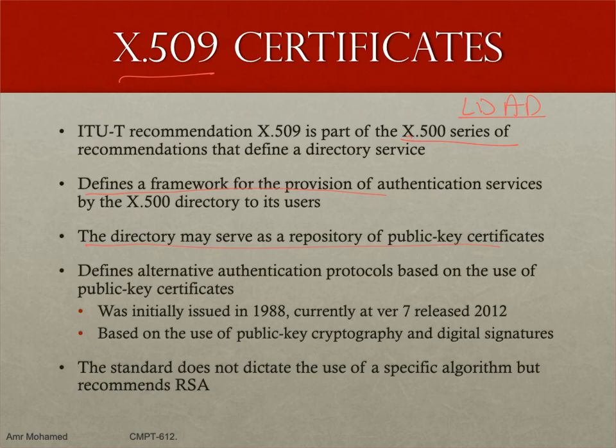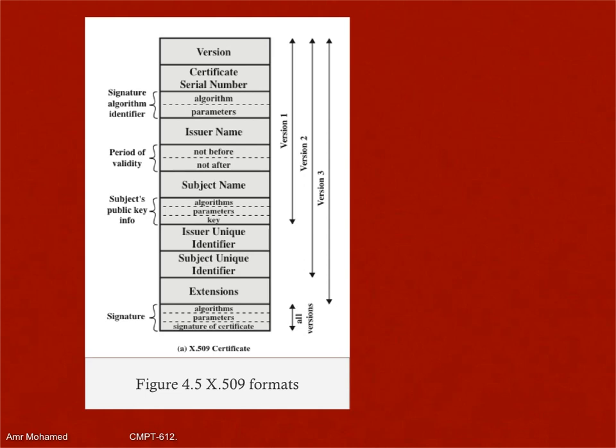First, I need to identify myself to the certificate authority. And this certificate authority is trusted by everyone. So the certificate authority would get my public key and sign it using its own private key, which is totally different from the username. This is based on the use of public key cryptography and digital signatures, as we have talked about. The standard doesn't dictate the use of a specific algorithm, although RSA is recommended. So you can use Diffie-Hellman, you can use any other technique you want, but RSA is recommended.